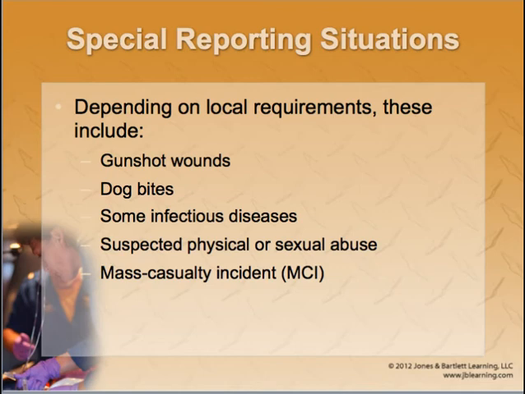Most states and most areas have special reporting situations. This means that we need to report gunshot wounds to the authorities, dog bites, some serious infectious diseases, suspected physical or sexual abuse, especially that of minors, and mass casualty incidents. What you want to do is report these, especially first to your supervisor. And it's not good enough to just report it to your supervisor and let it go. You want to make sure you follow through and make sure that the appropriate authorities are notified. And you want to document that in your patient care report as well.